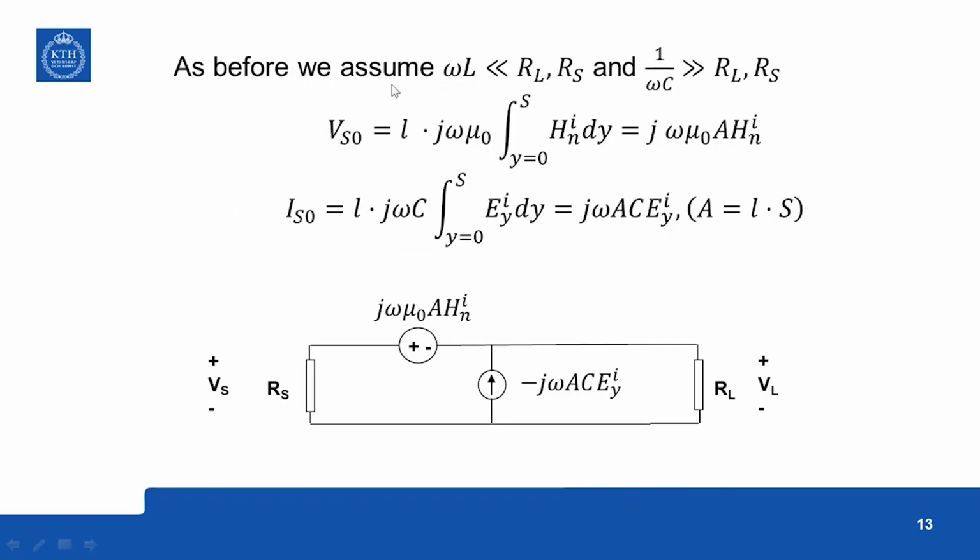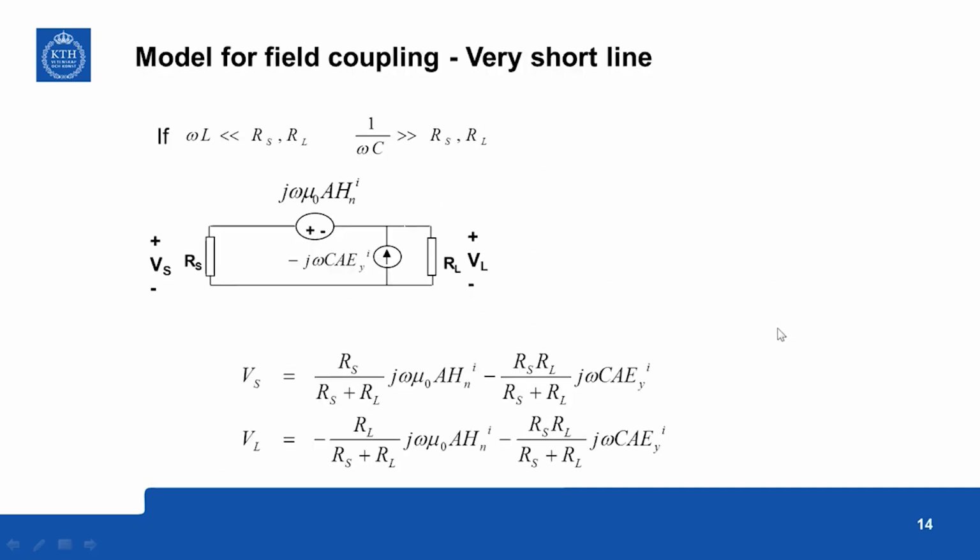As before, if we say that omega L is far less than the terminal impedances and 1 by omega C is far greater than the terminal impedances, we can neglect those capacitance and inductance. Now we have just two sources, one representing magnetic field interaction and the other electric field interaction, and the two loads over there. We are interested in Vs, the voltage across this, and the voltage across this. So we solve for Vs.